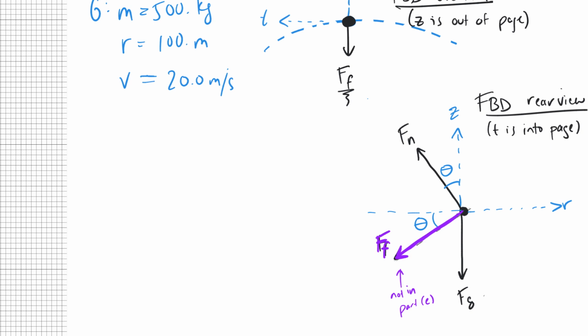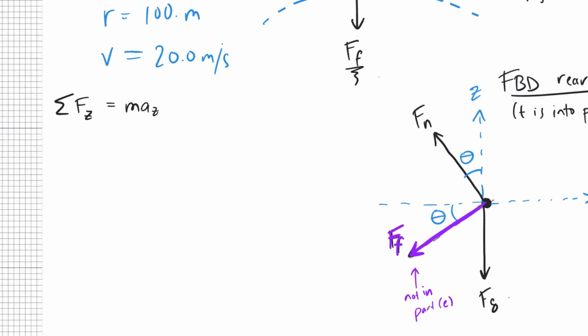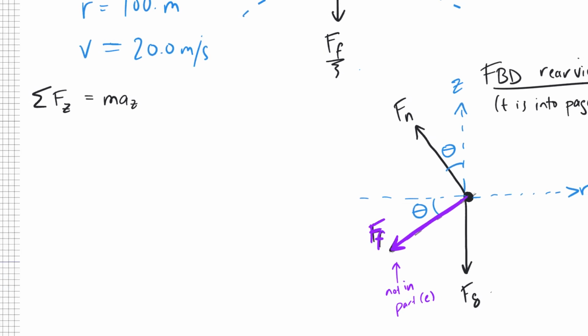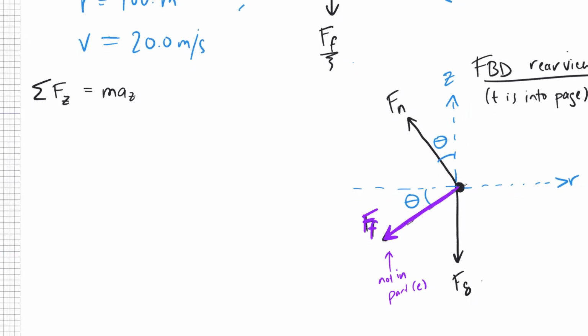Like most problems we did in the past, usually you want to do the up-down direction before the left-right. It's not necessarily clear which way is going to be the easier way to go. But if you remember from chapter 4, a lot of times it's easier to do the up-down first so you can get the normal force. Let's see if that works here. It may not, and if it doesn't, then we'll adjust. So in the vertical direction, I've got the normal force.